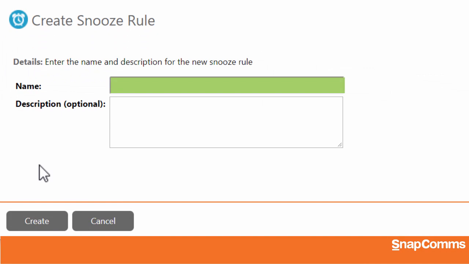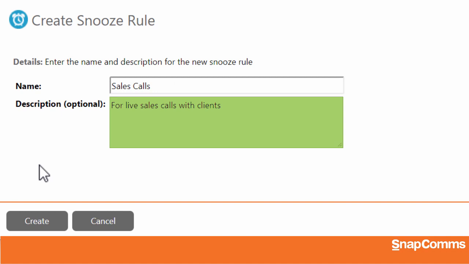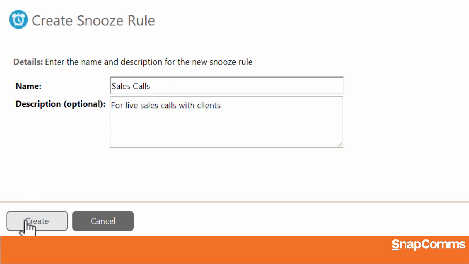Give your rule a name. I'll say Sales Calls. You can also add a description if you like, and then click Create.